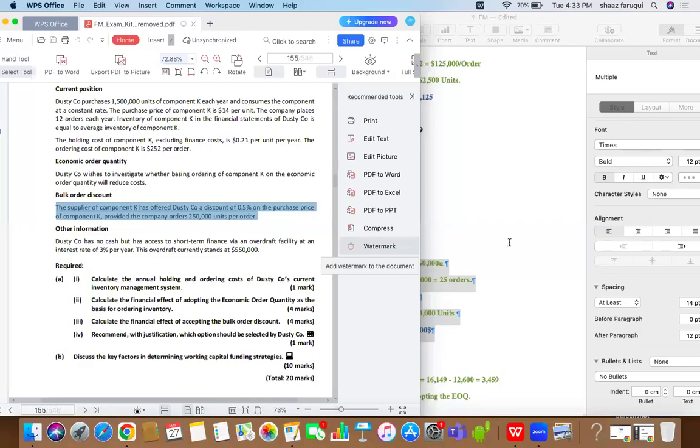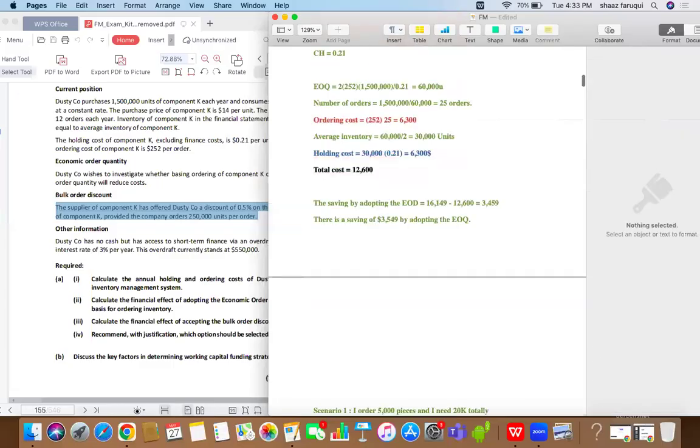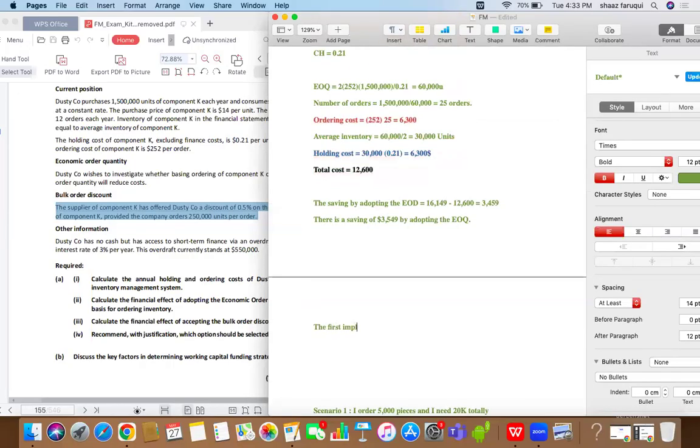First and foremost, what is the implication of ordering 250,000 units per order? Remember, for sure, the inventory management cost will increase. Why will the inventory management cost increase? Because remember, 60,000 is our EOQ. It is at 60,000 that the inventory management cost will be the lowest.